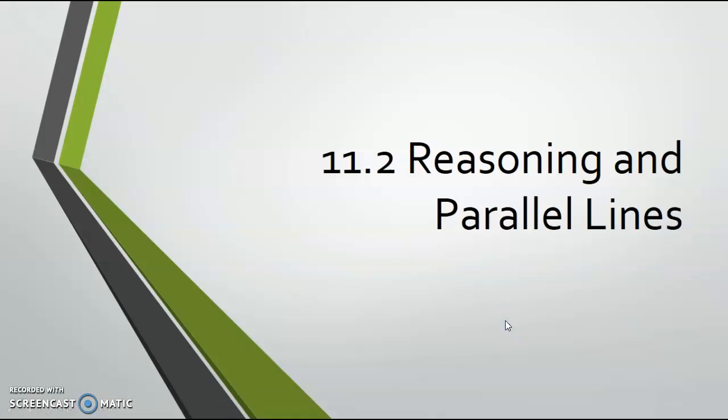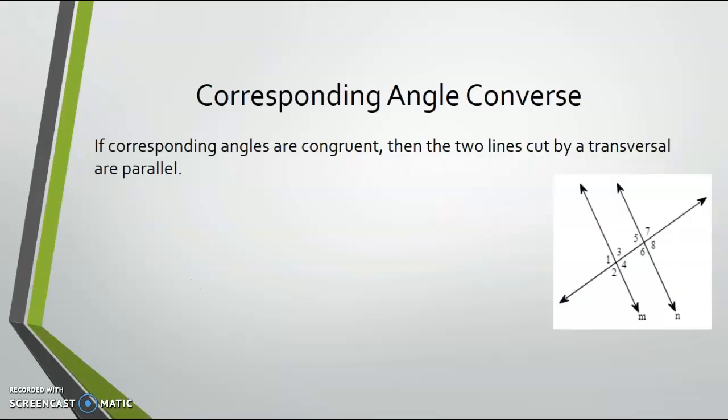Alright, so in section 2 we're going to be talking about reasoning and parallel lines. This goes back to what we were talking about in section 1. They really go hand in hand. So our first theorem is, we're still working with our corresponding and alternate interior angles. So here we're working with the corresponding angle converse. If the corresponding angles are congruent, then the two lines cut by a transversal are parallel.